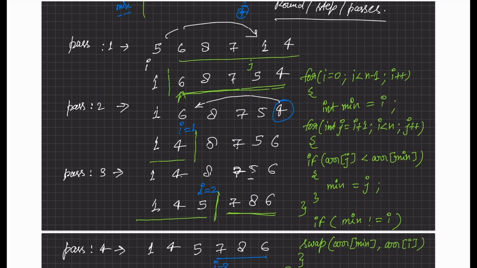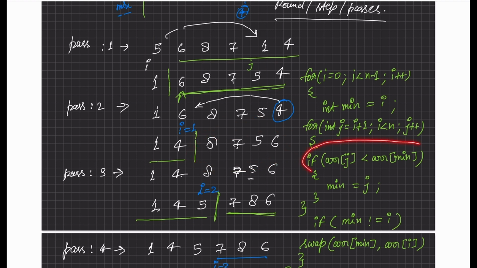Okay, let's check the second condition. In the second pass, we can clearly see that now our I is equal to 1. I would be here at 1. Now we will run the loop from J equal to I plus 1 till n. So in this loop, we are going to follow the same steps.